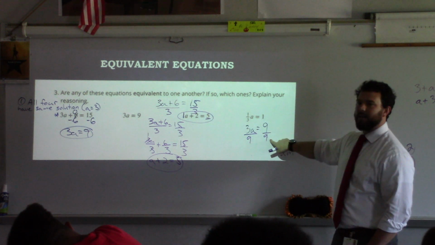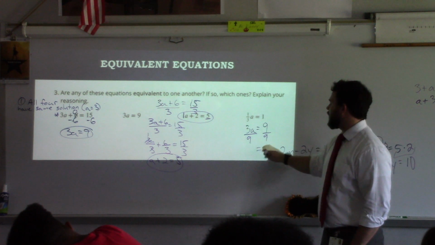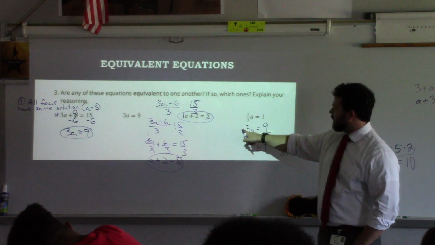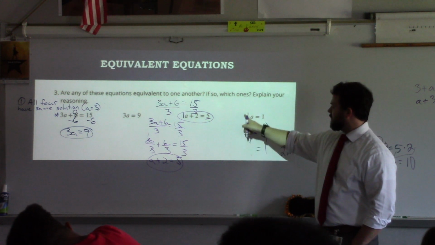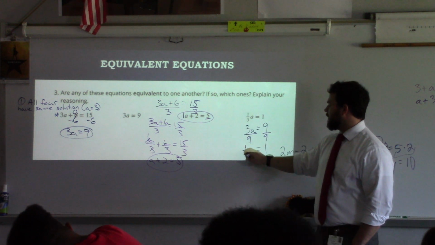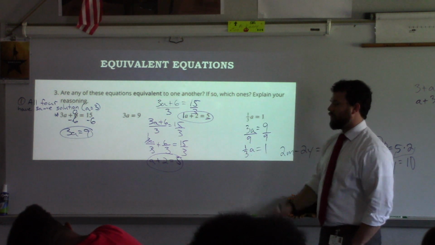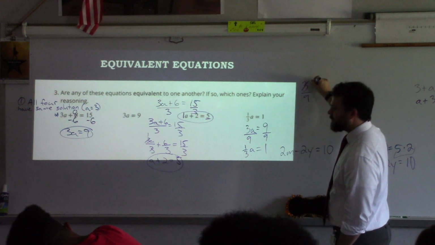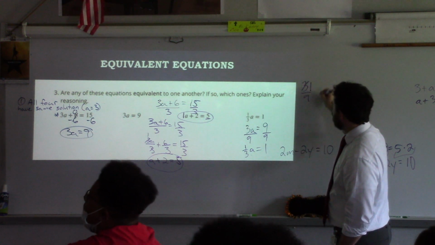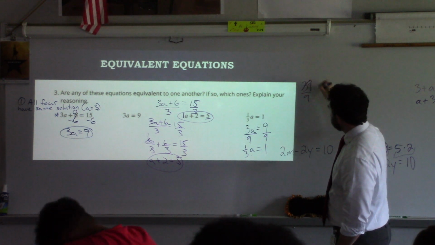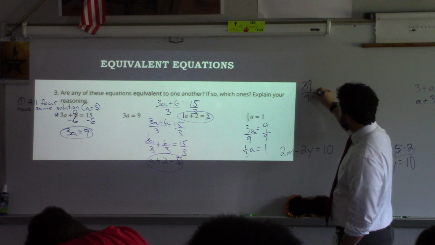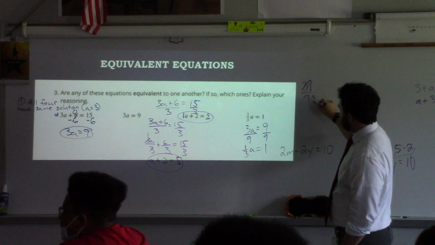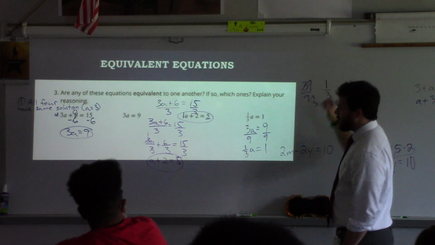What's 9 divided by 9? 1. Okay. 3 divided by 9? That's going to end up being a 1/3. What's 3 divided by 3, Ireland? 1. So I'm dividing by 3. What's 9 divided by 3? So that's a 1 divided by 3.